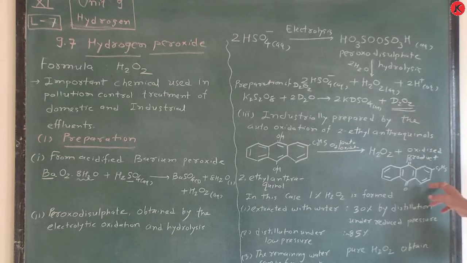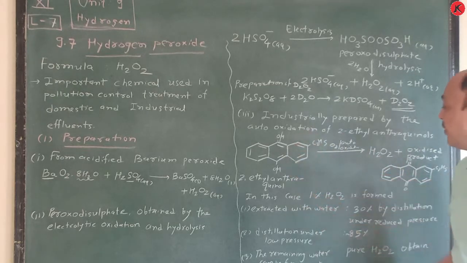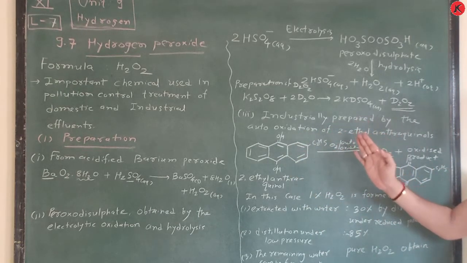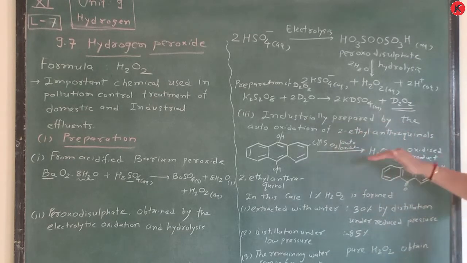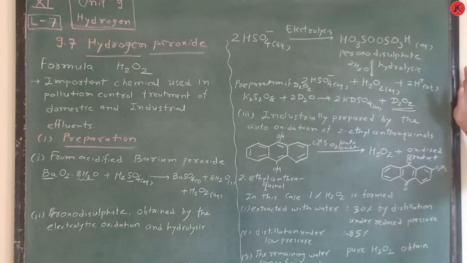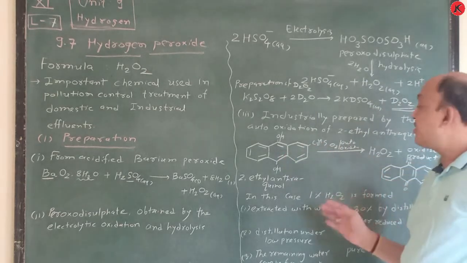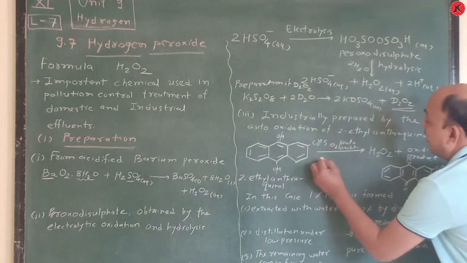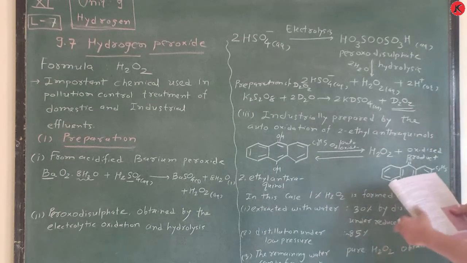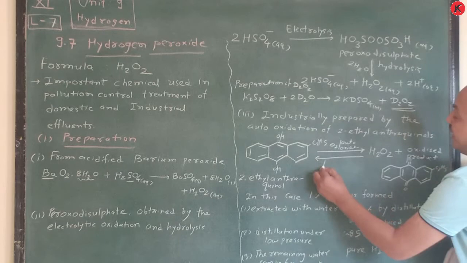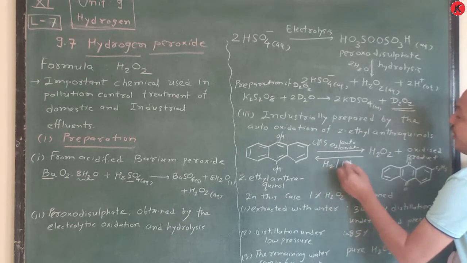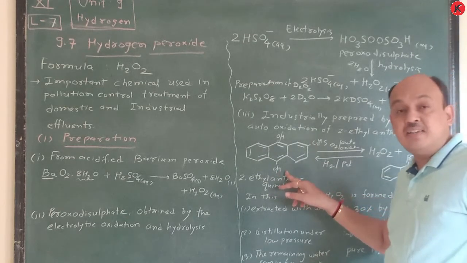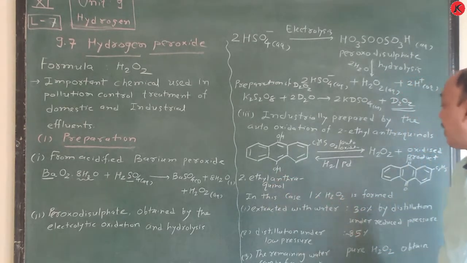So 2H plus also, but write it according to this way. This is all about the industrial preparation by auto-oxidation of 2-ethyl anthraquinone. Write down this reaction. It is not given in our textbook, but write it this way. This undergoes hydrogenation in presence of palladium catalyst, and then we obtain this product from the initial reactant, 2-ethyl anthraquinone.